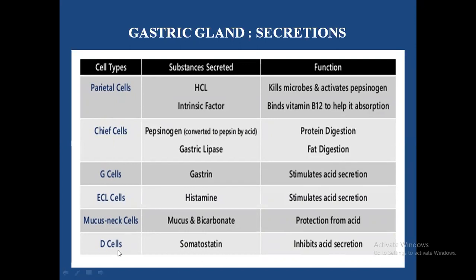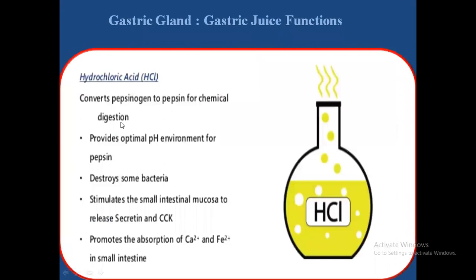And D cells produce somatostatin. Somatostatin is one kind of hormone. It inhibits the acid secretion. So acid secretion is stimulated by gastrin and histamine, and inhibited by somatostatin. Okay, so let us talk about HCl. HCl is a strong acid. I already told, it has a very low pH.